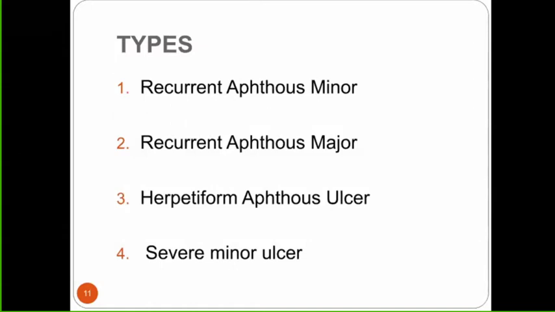You have been studying them in OPAT, and you have heard of all these 4 major types. There is aphthous minor, aphthous major, herpetiform, and severe minor ulcer. So these are the 4 types. Let's see each one of them.